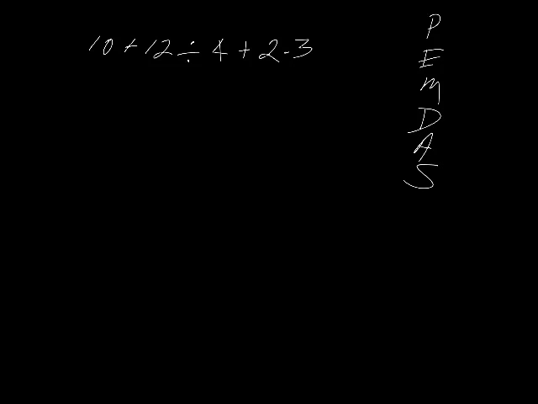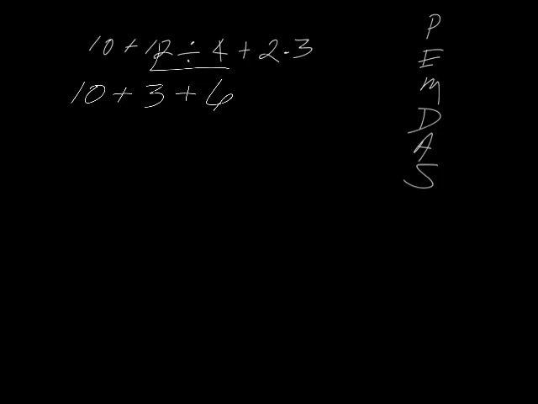All right, D says 10 plus 12 divided by 4 plus 2 times 3. So if you look at PEMDAS and you follow it to the T, it says you're going to do your multiplication before the division. But remember what I said, multiplication or division from left to right. So we're going to do our 10 plus 12 divided by 4 is 3 plus 2 times 3 is 6.